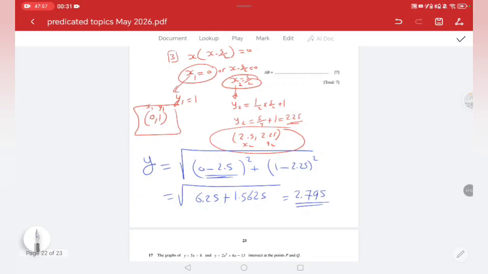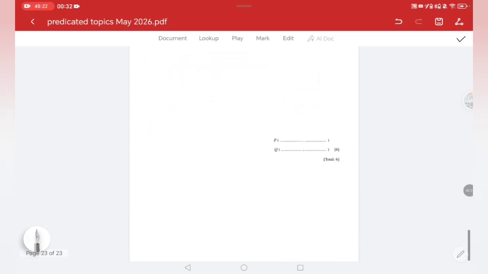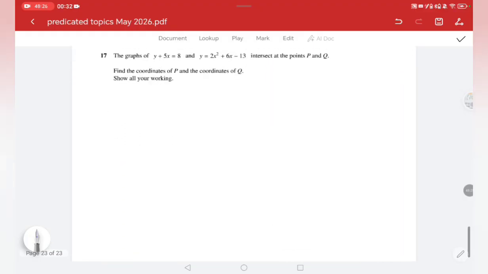So in this question we learn that it's not only about finding the solution like x1 and x2, or even finding the coordinates of 2 points like x1, y1 and x2, y2, but also it's about finding the length of that line AB. Okay, this question, it's a similar idea.